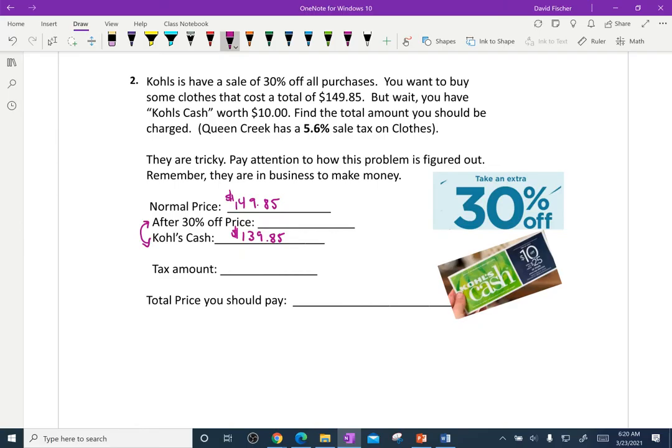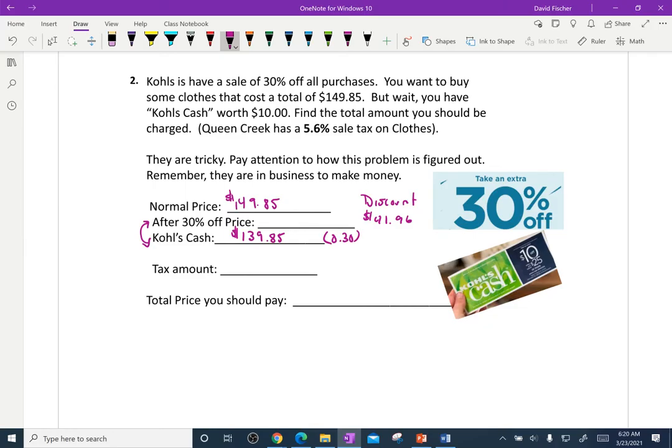Now that's the one they're going to give 30% off of. So 30% as a decimal is 0.30 if you want to put the zero in there. So let's take that 139.85 times our percent off, 0.3. My calculator is saying 41.955. It's money, so we round to the hundredths place. So my discount, I'm going to write it over here somewhere, is $41.96.